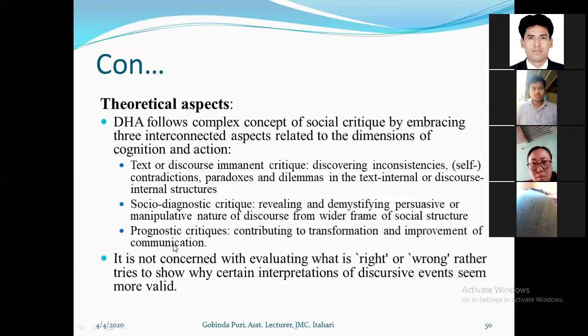Okay, so in this approach, there is also prognostic critique, contributing to the transformation and improvement of communication.